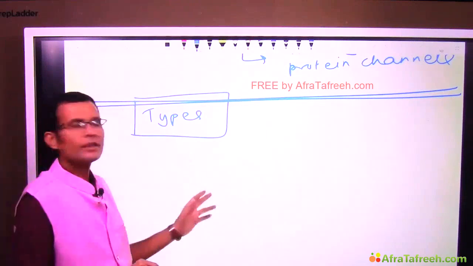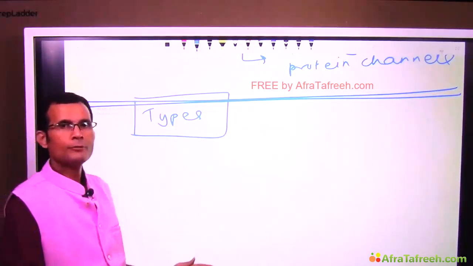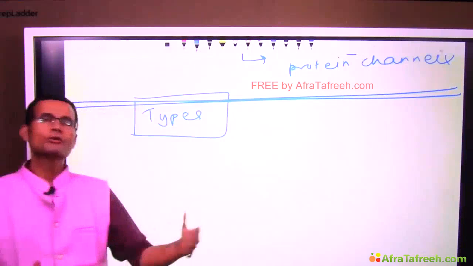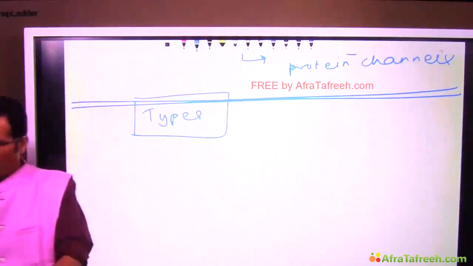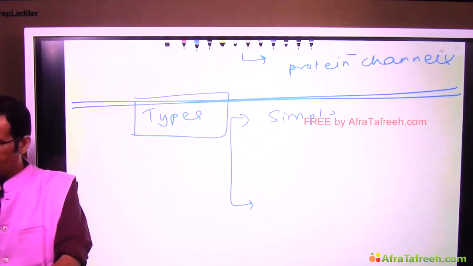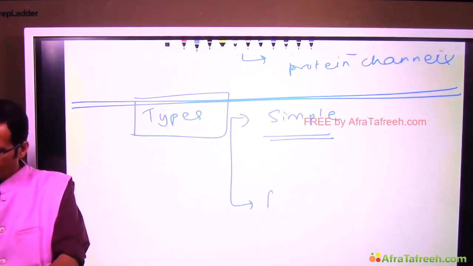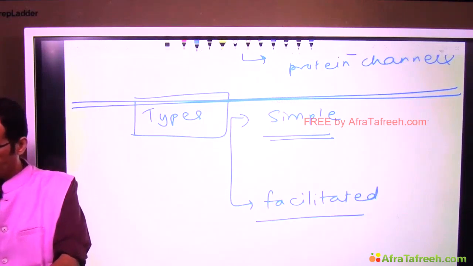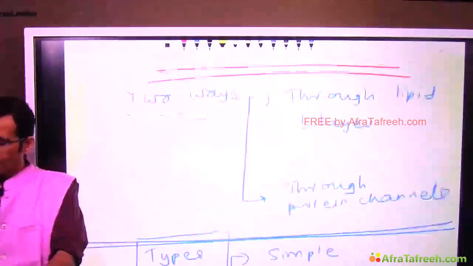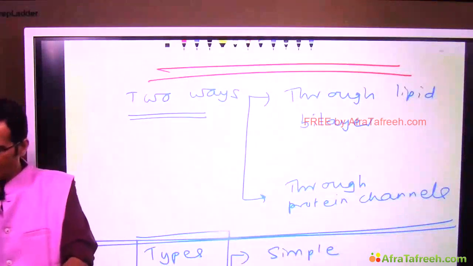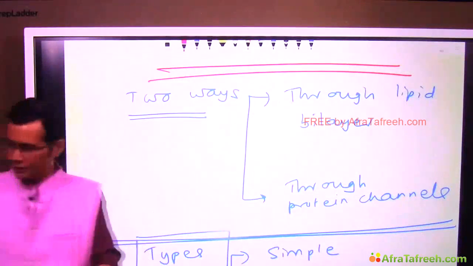Well, now basically at a very basic level, there are two types of diffusion. There are a few more which we will discuss in the end of this section. Simple diffusion and facilitated diffusion. In fact, to avoid confusion, let me just make a small correction.